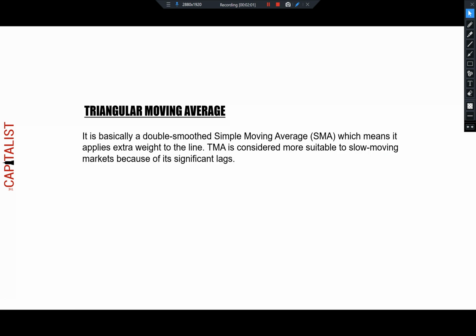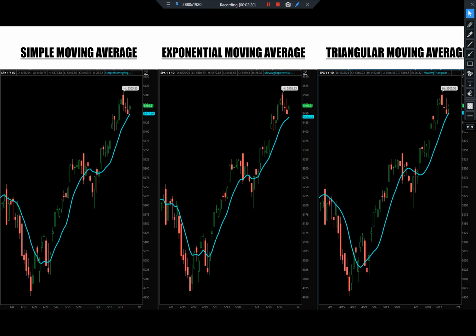The triangular moving average is basically a double smoothed moving average, which means extra weight to the line, and it is more suitable for slower moving markets because of the significant lag. That's something that you want to be looking at. If you were to place them on the chart, you'll be able to see something like this.